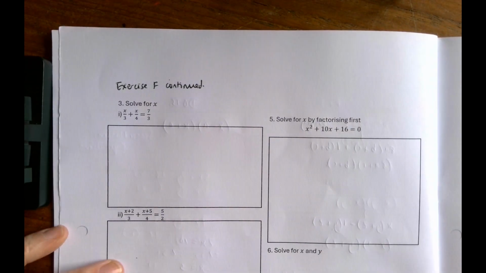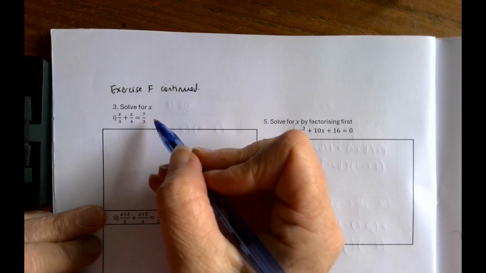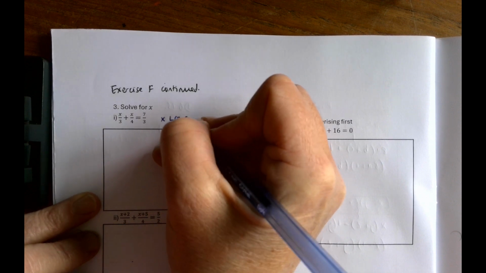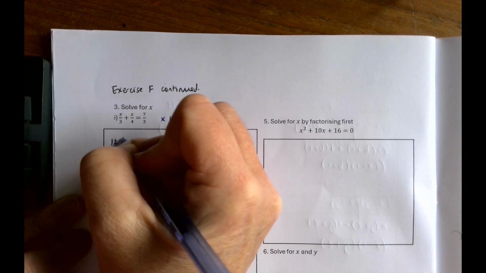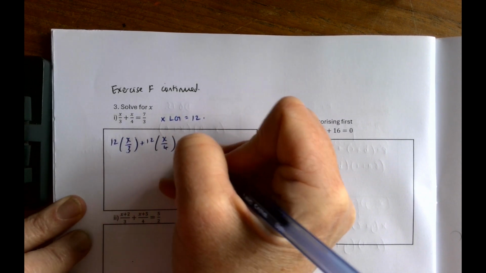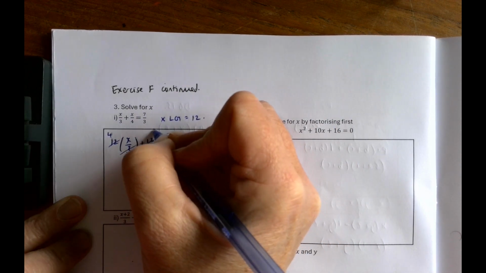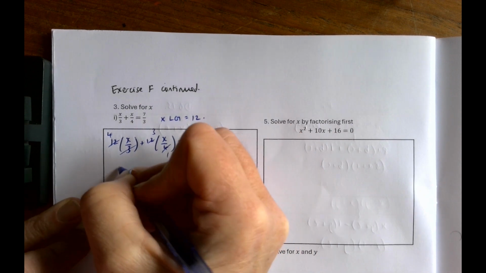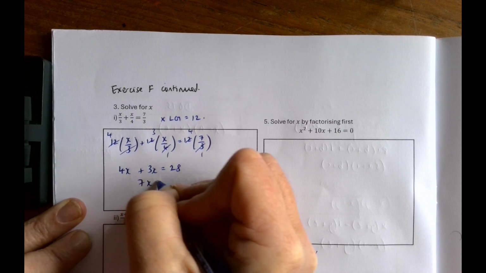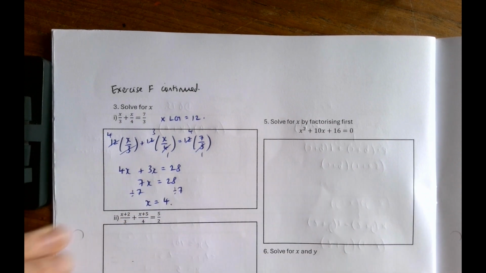Solve for x. A couple of different ways I can do this. There's two questions like this. So I'll do the first one by multiplying across by an LCM. So the LCM is 12. So that would be 12 by x over 3 plus 12 by x over 4 is equal to 12 by 7 over 3. So that cancels, goes 4 times, that cancels, goes 3 times, that cancels, goes 4 times. So I've got 4x plus 3x is equal to 28. 7x is equal to 28. Divide by 7. x is equal to 4.